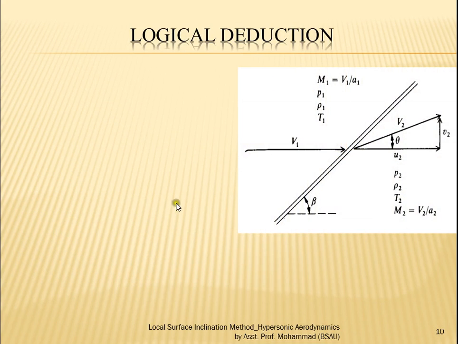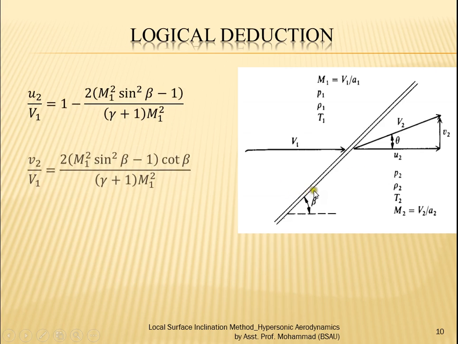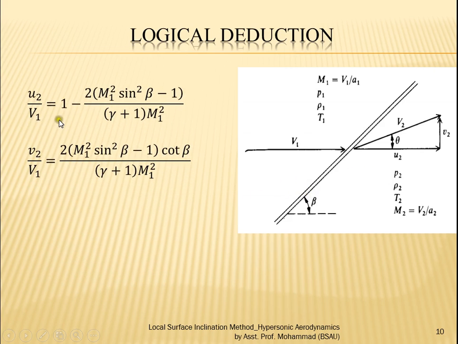This is the normal case of a shock, and this is the wave angle, and the flow is coming like this. After the shock the flow gets deflected and becomes V2. This V2, the downstream flow velocity, is resolved into two components, one along the flow and the other perpendicular to the flow. We have u2 and v2. In this case we have this relation available to us, u2 by V1 and v2 by V1, which we have dealt with already in different sections.